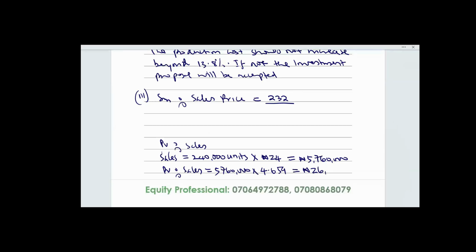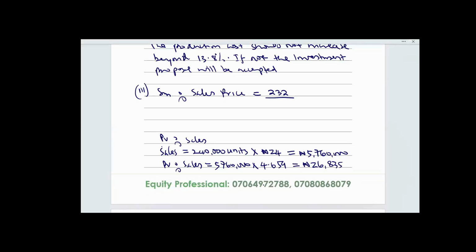26,835, 840. Our numbers are in thousands. So here will be 26,836 multiplied by 100 over 1. What's the final answer? 232 divided by 1.